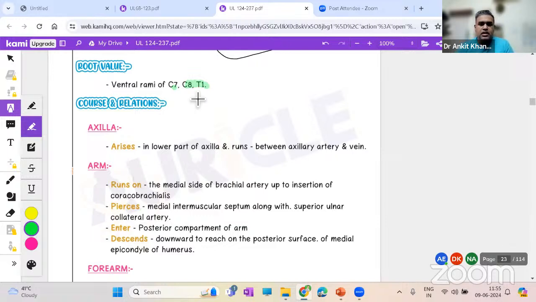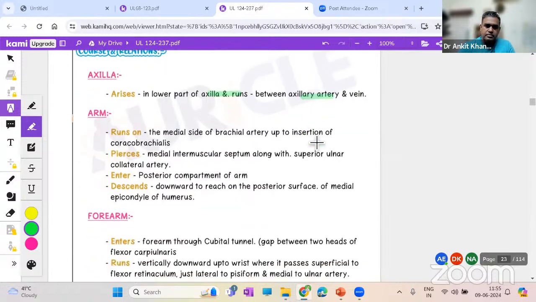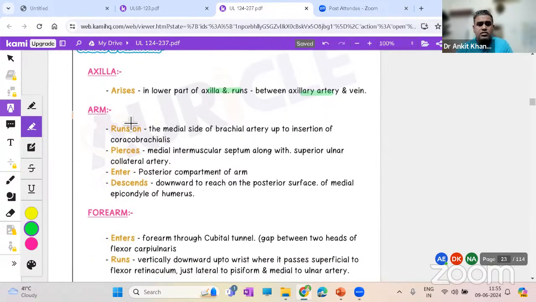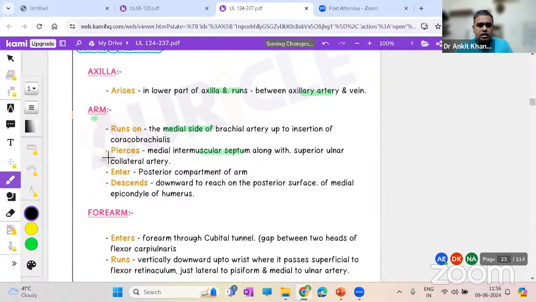So let's see. In the axilla, it lies in the lower part of the axilla, running between the artery and vein. It is running medially. So in the arm, it is on the medial side and pierces the septum, because it has to go from where to where in the arm? See, in the arm, this nerve has to go from anterior to posterior. While in the case of the radial nerve, what happens? The radial nerve comes from posterior to anterior.